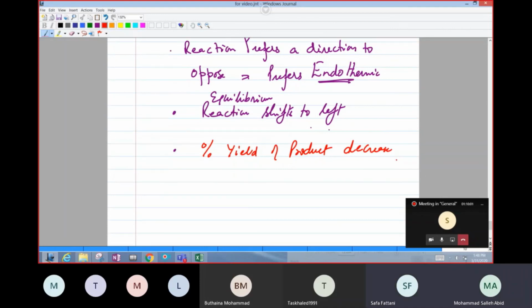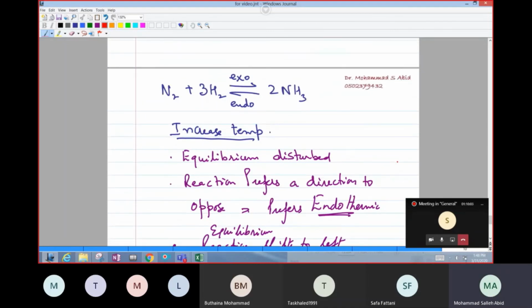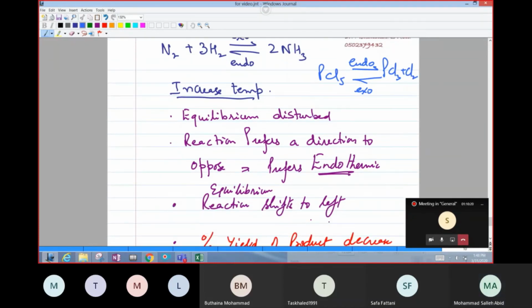Now suppose instead of this reaction, I had taken this reaction. This is PCl5 going to PCl3 plus Cl2. Now in this case, if I increase the temperature, what would happen? Equilibrium is disturbed and the reaction prefers the exothermic direction.